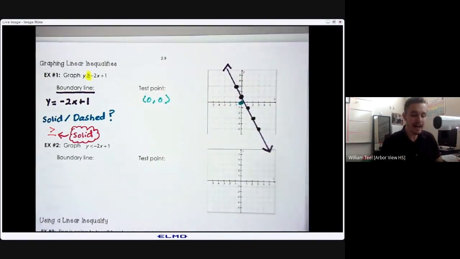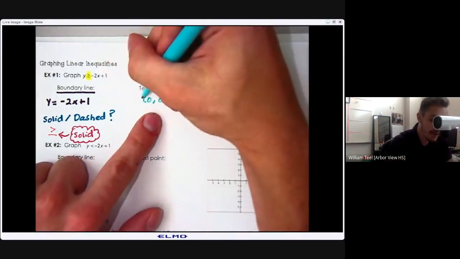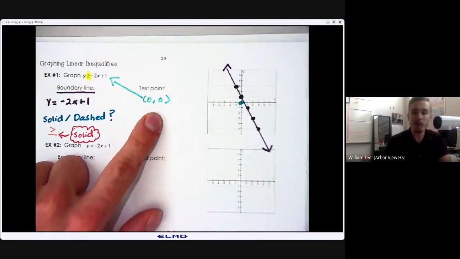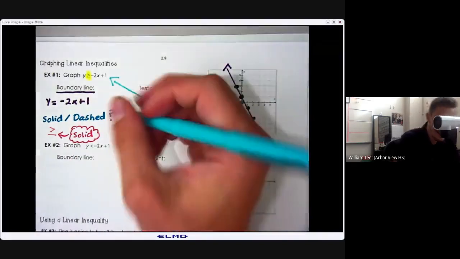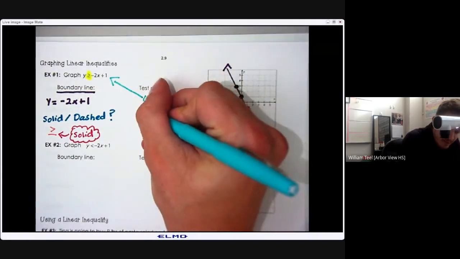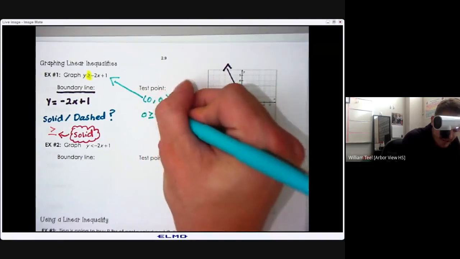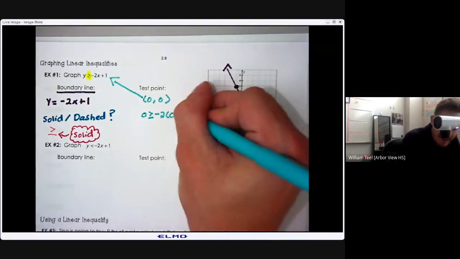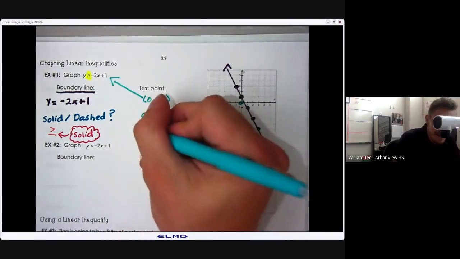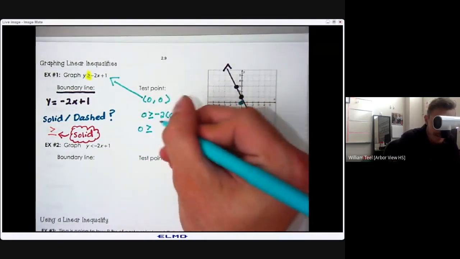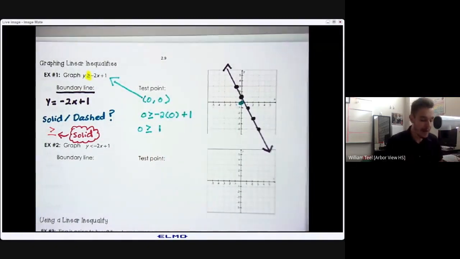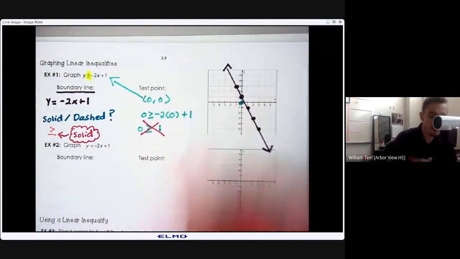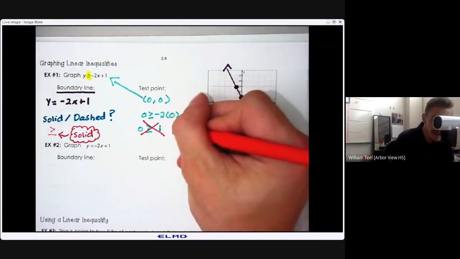So if I'm testing an ordered pair, what I'm going to do is plug in that x value and that y value into my inequality and see if it's true. So I'm going to plug this in. So I say 0 is greater than or equal to negative 2 times x is 0 plus 1. Now let's see what we get. 0 is greater than or equal to negative 2 times 0 is 0. 0 plus 1 is 1. Is 0 greater than or equal to 1? Absolutely not. So I'm going to cross this out because this is not a true statement. This is a false statement.